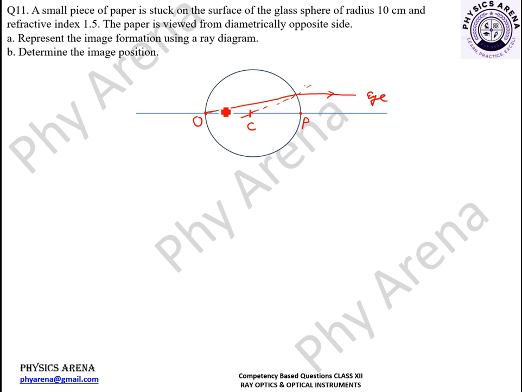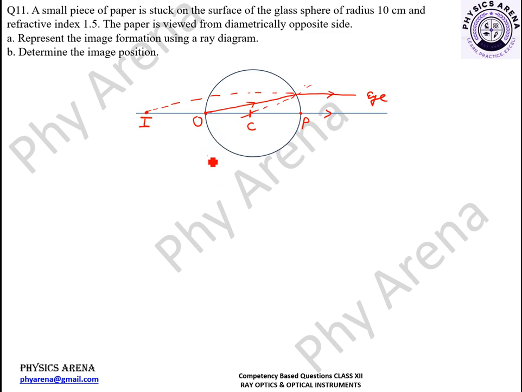So one ray is this, and the other one is the ray that is passing through the center of curvature. So it will move without any deviation. So two rays we are having, they will be meeting somewhere when we extend back this ray. So this is the ray that is coming to the eye, and when we extend it backwards, it will be meeting somewhere over here. So here is the final image that we are getting. So this is the ray diagram for this image formation.